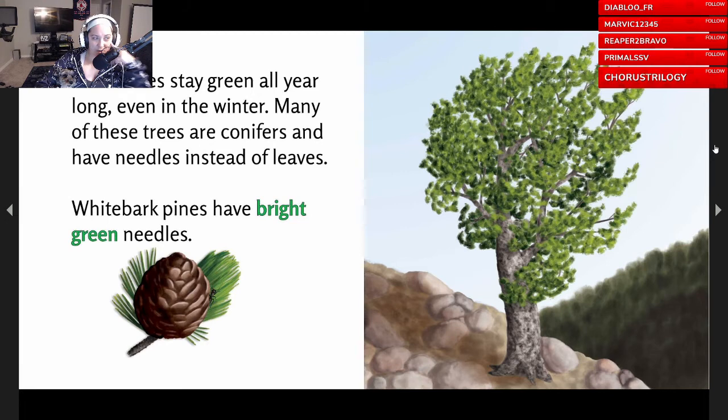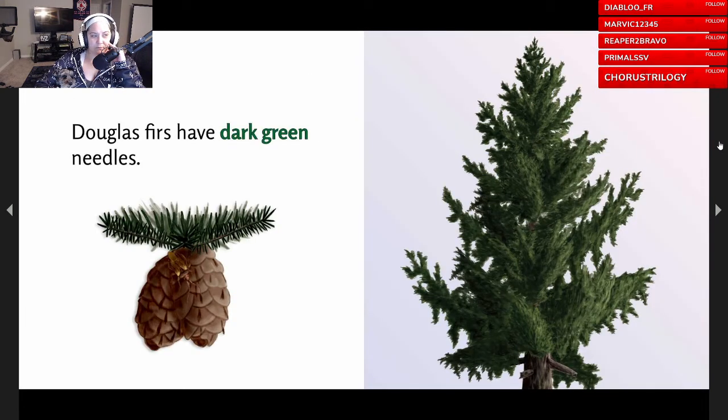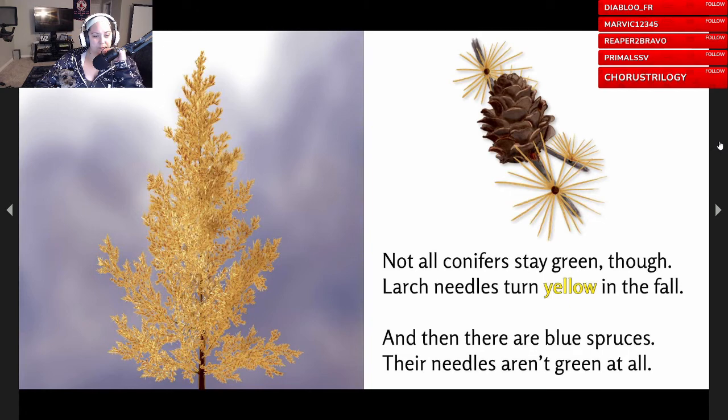Some trees stay green all year long, even in the winter. Many of these trees are conifers and have needles instead of leaves. White bark pines have bright green needles. Douglas firs have dark green needles. But not all conifers stay green, though. Larch needles turn yellow in the fall.